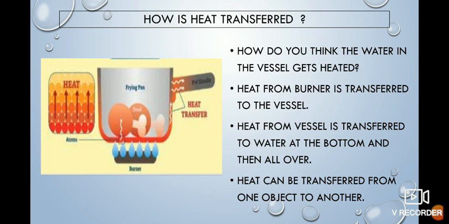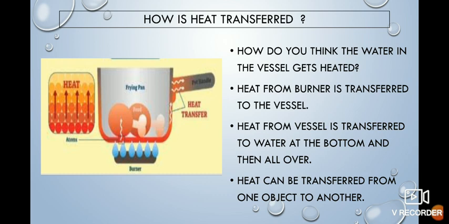Look at the picture on your left side. What do you see? You see a pan which has got some water and which is placed on a burner. So how do you think the water is going to get heated? The plan is to heat the water, isn't it? So how is it going to get heated? As soon as you switch on the burner, what happens?